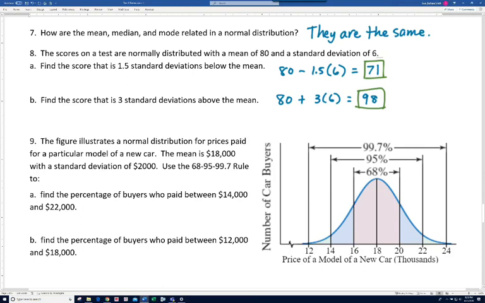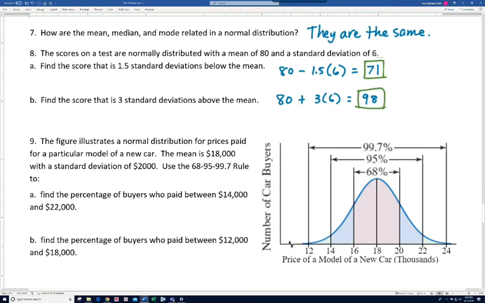All right, and number 9, it says the figure illustrates a normal distribution for prices paid for a particular model of a new car. The mean is $18,000 with a standard deviation of $2,000. So notice this mean, this 18 stands for 18,000, and you just add 2,000 and you're at 1 standard deviation above the mean, which is 20,000. So that's what's going on here.